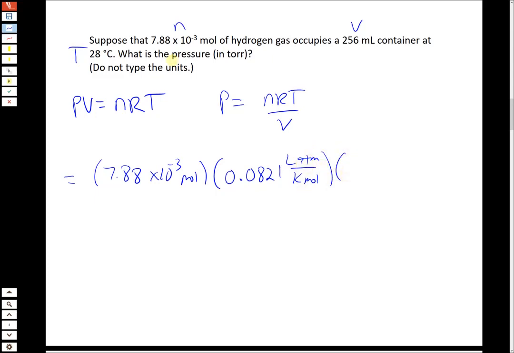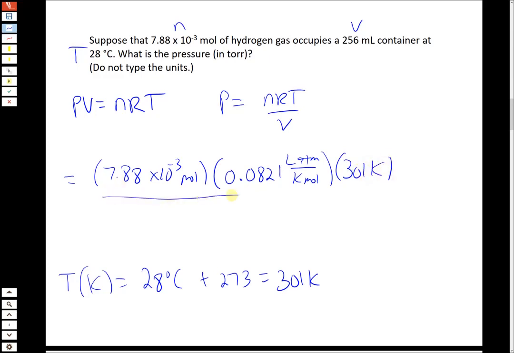So our temperature is not given in Kelvin, it's given in Celsius. So we have to make that conversion there, 28 degrees Celsius plus 273 to get it into Kelvin. It's 301. So we're going to use 301 Kelvin for the temperature. And then we're going to divide that by the volume, which has to be in liters. So the volume is 256 milliliters, which is equal to 0.256 liters. So when we put those in, we're going to get the pressure. So give me 1 second to calculate that.